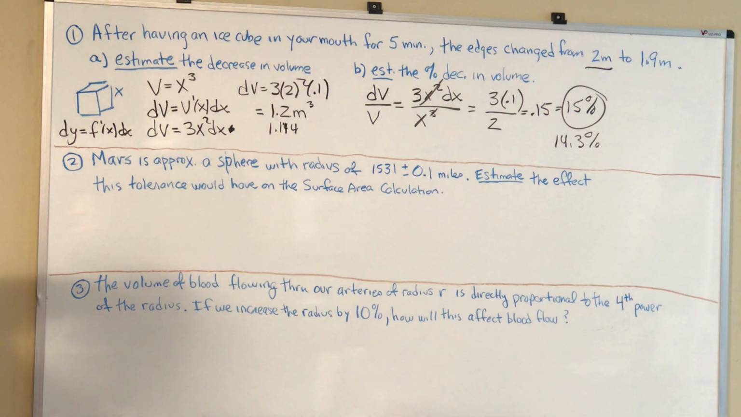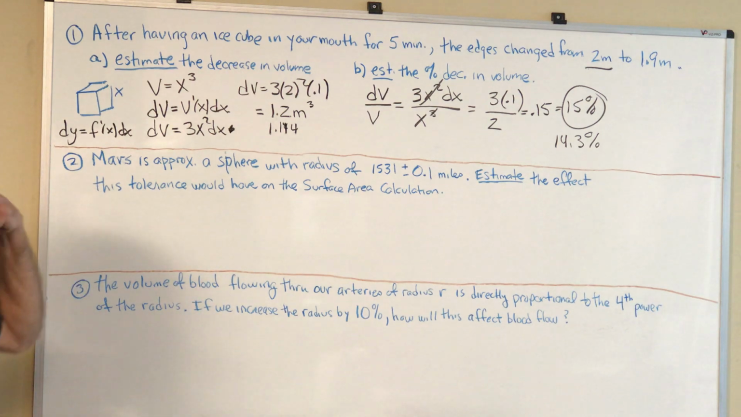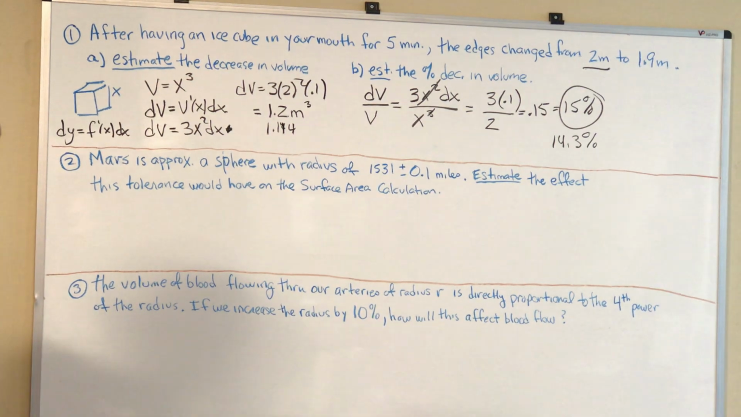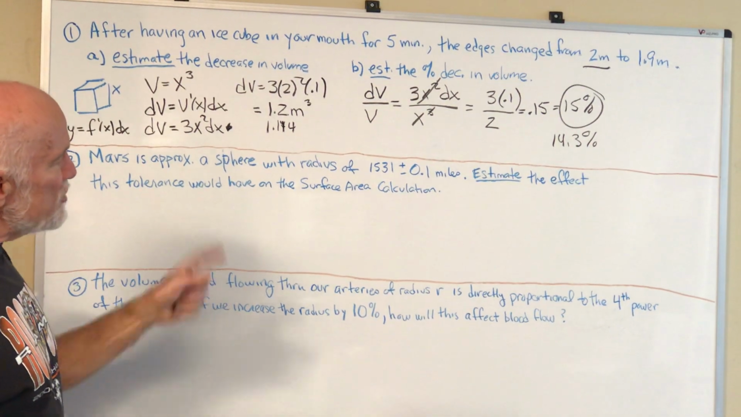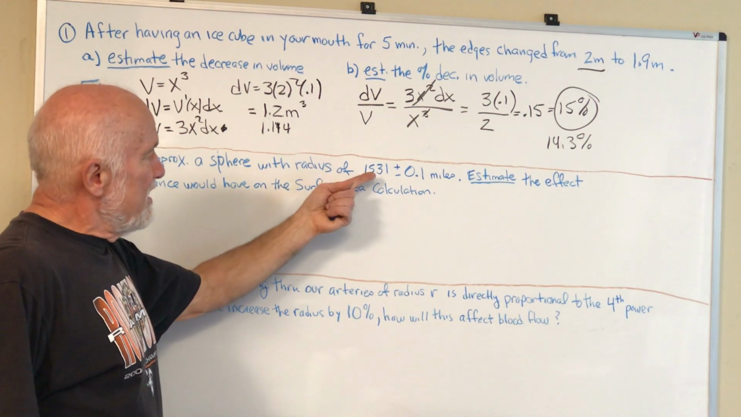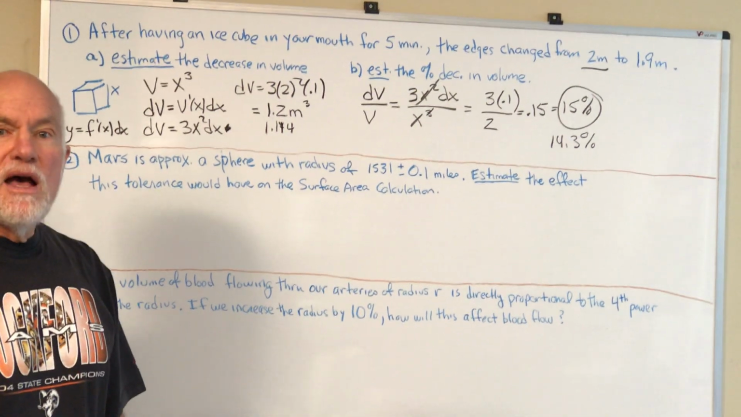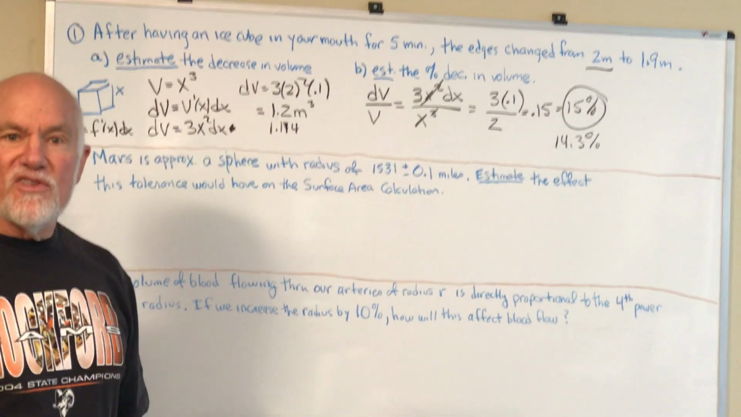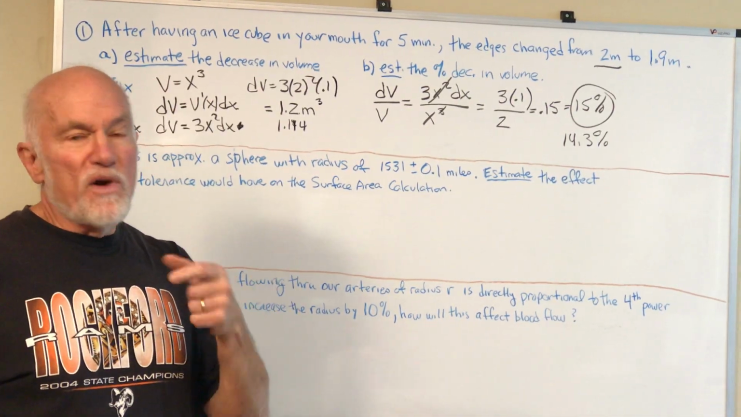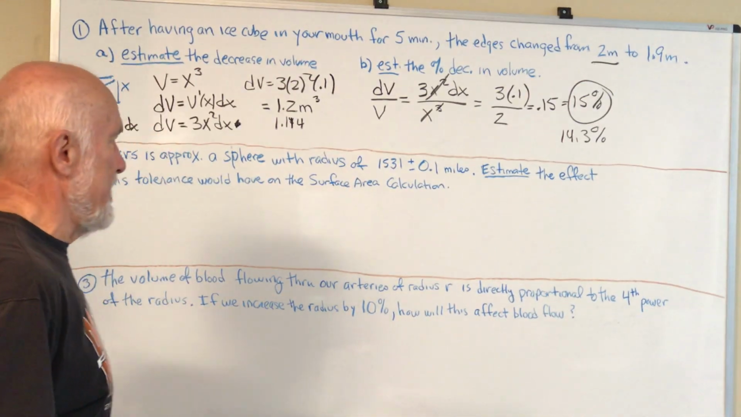Okay, so let's go from having ice cubes in your mouth to being somebody who's exploring the surface area of Mars. So we kind of know from our measurements that Mars is approximately a sphere with a radius of 1,531 miles plus or minus 0.1 miles. So whenever you're measuring, your instrument or whatever method you're using, there's always some tolerance where you're off by a little bit.